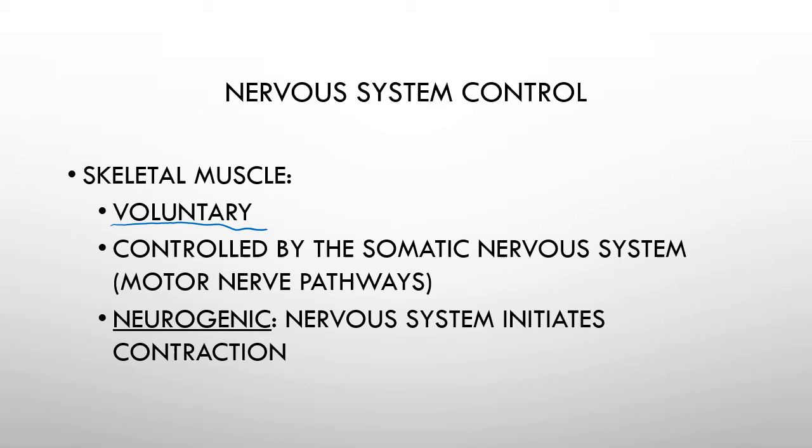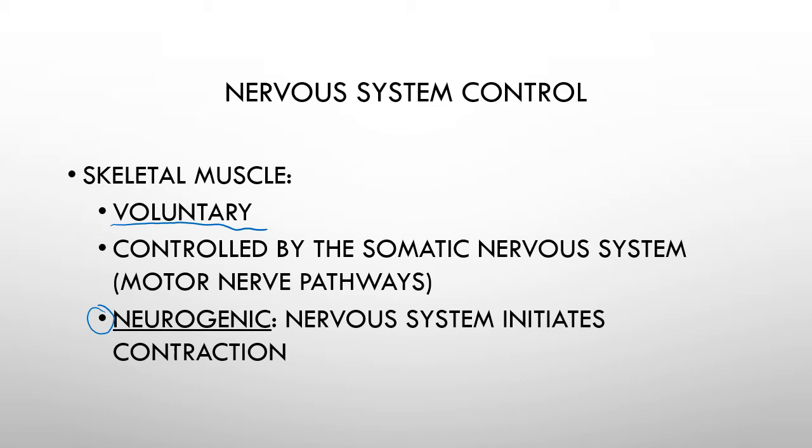The type of control is what we call neurogenic. And so the actual contractions themselves are initiated by the nervous system. And so although it is voluntary, we control when we want it to contract, when it's not, the actual process itself of stimulating the muscle fiber to contract is done by a neurogenic process. And so the nervous system is telling it when to contract and when to relax.